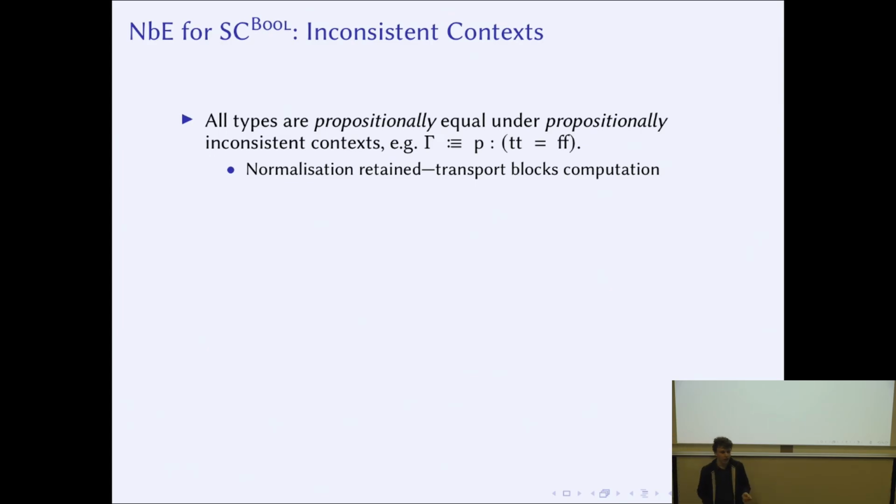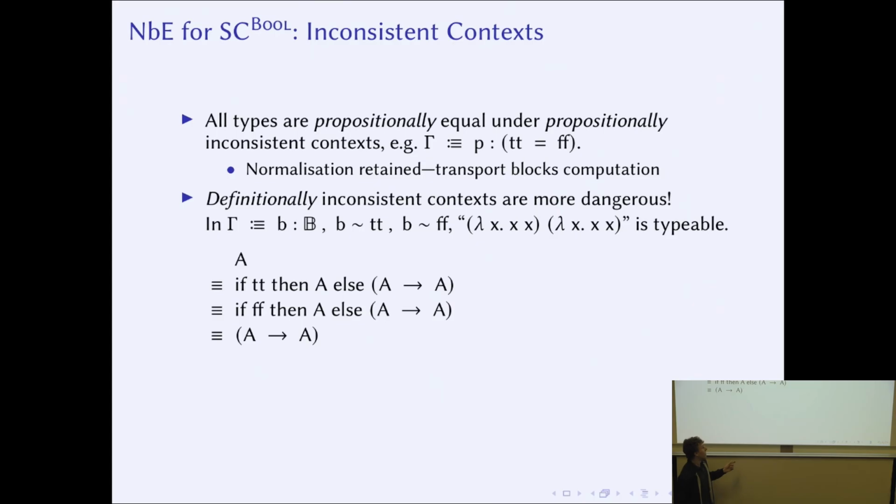So I'm going to call an inconsistent context one where we have a propositional equation, specifically a propositionally inconsistent context. If we have a propositional equation between, say, true and false, which is obviously a false equation, we still want to be able to normalize terms under it. Normalization still holds, because although from this equation we can prove that all types are propositionally equal, the manual transporting, which I talked about a bit earlier, essentially the manual equation reasoning, gets in the way when you try to evaluate terms that abuse this. So normalization still holds. Unfortunately, when we make these equations definitional, this no longer works.